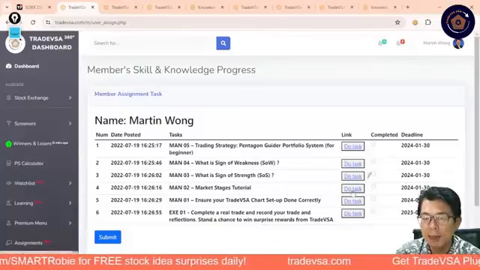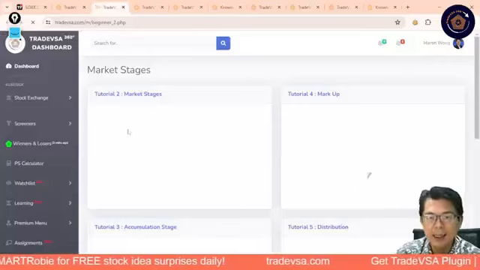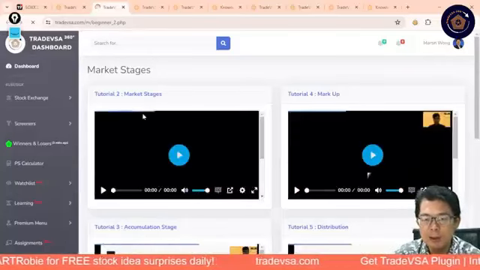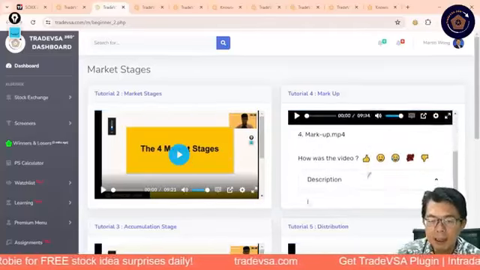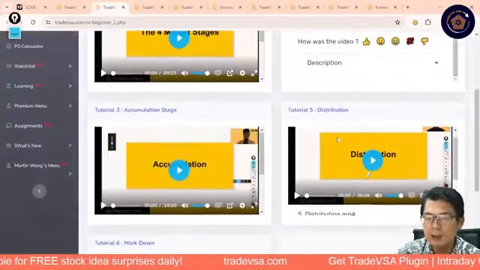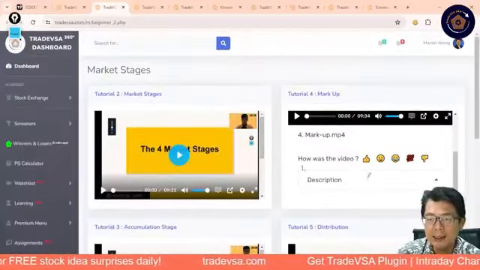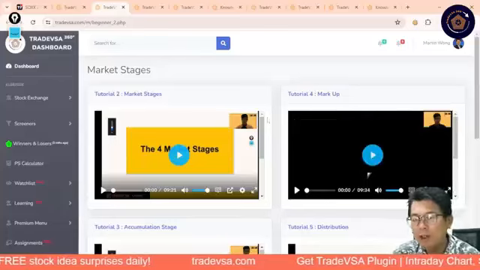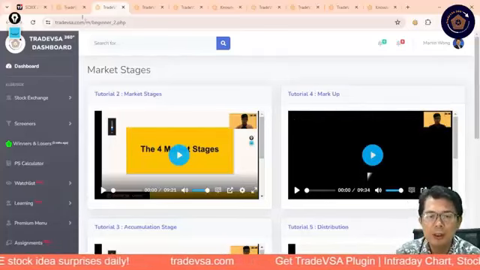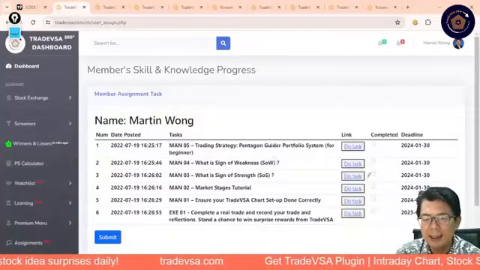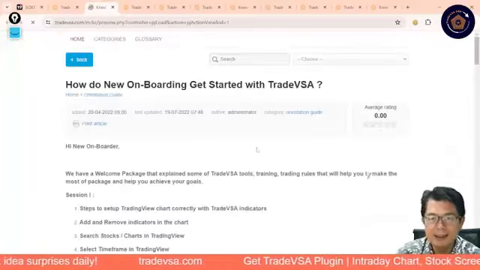Then we also have the market stages, which I will also show you here. That leads into stage 1, stage 2. Again, we will explain all of this very nicely: the markup stages, the accumulation stages, the distribution stages, and also the markdown, so you can understand it. It is all in video chunk size, bite size in here, so you can watch it in your own time to understand this. And then we also have the trade VSA setup.